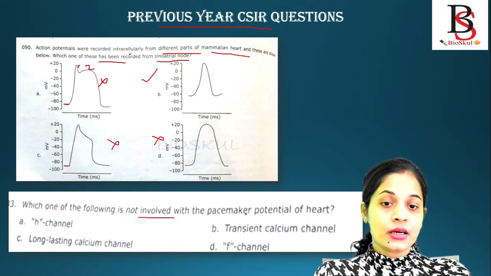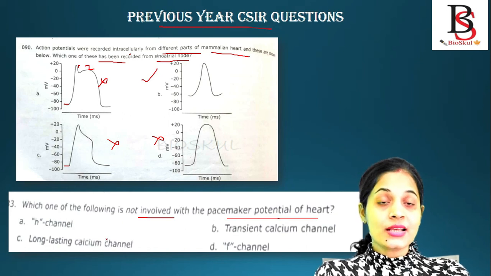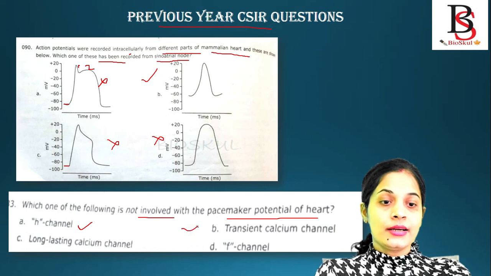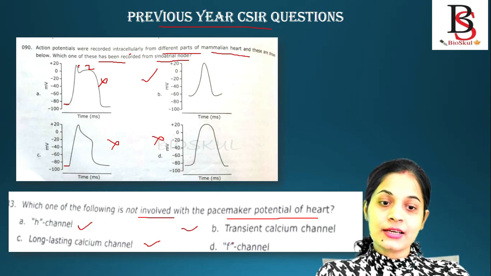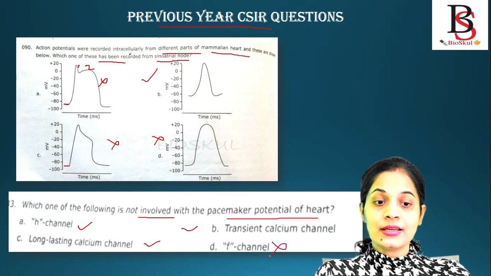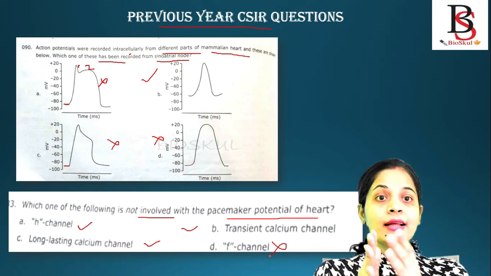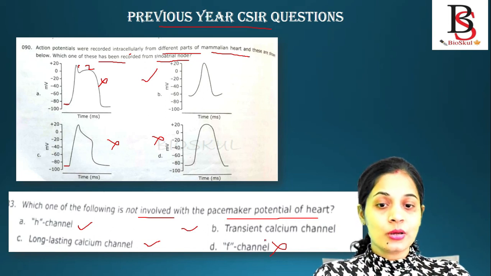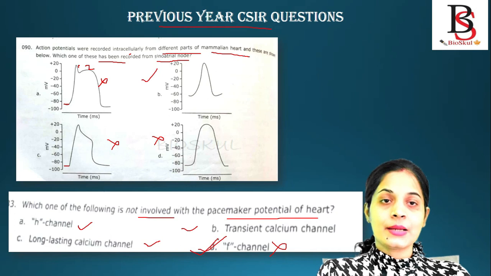Which of the following is not involved in the pacemaker potential of heart? So these are all ion channels. What type of ion channels have we discussed? We discussed the H channel, that is the HCN channel. Transient type of calcium channel is present, that is open for a short period of time. Long lasting calcium channel is present. F channel, no, F channel is not present. That HCN channel is called the H channel, and that generates the funny current, or F current, not F channel. So this one is not involved. For this question the correct answer is option D, that is F channel.